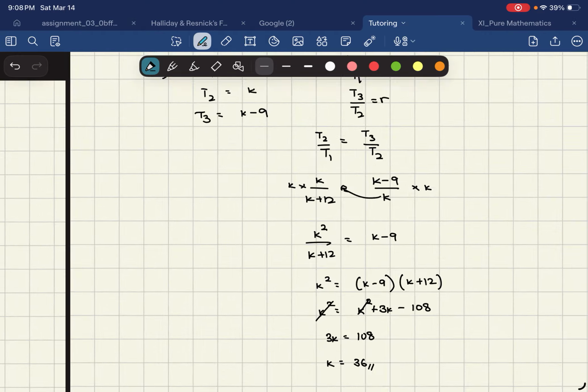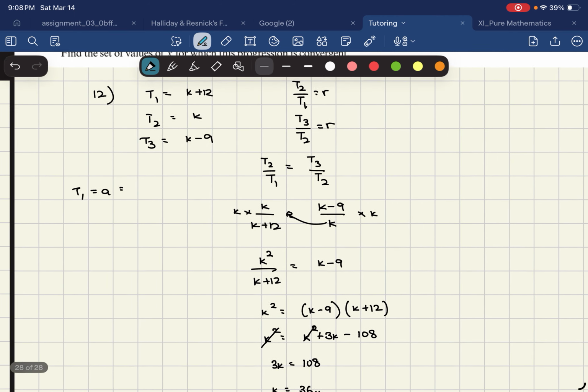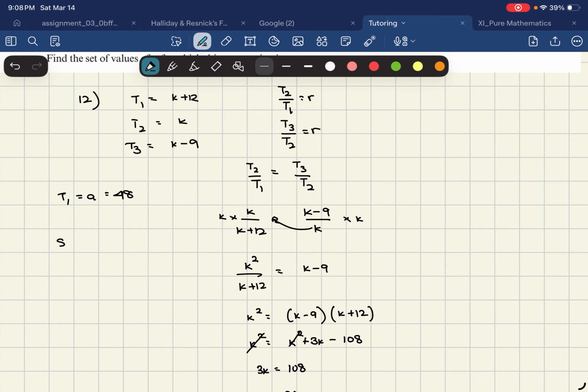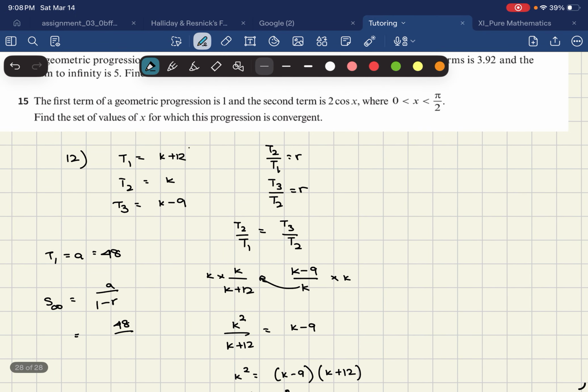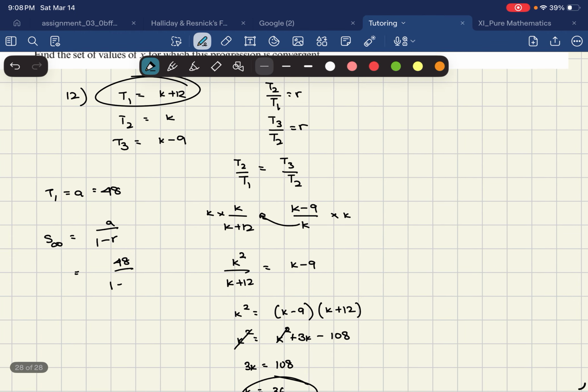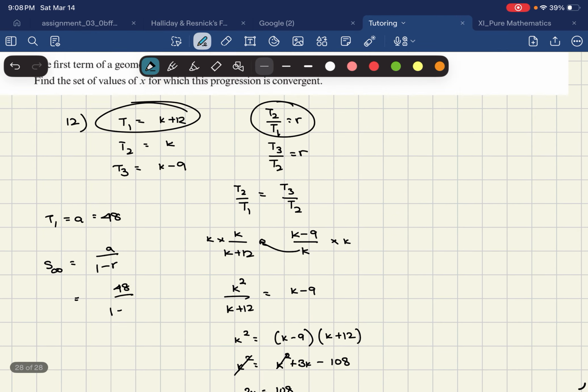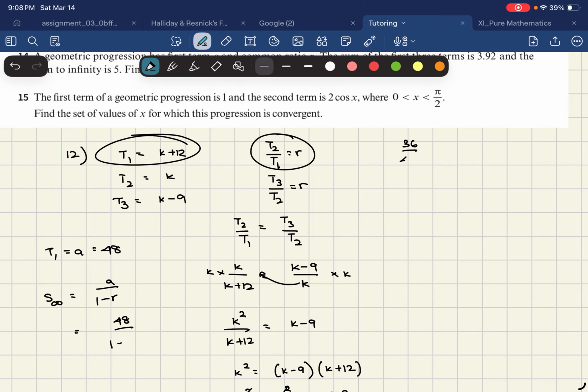And find the sum to infinity. We know T1, we know r, so we just need a, which is T1, which is k plus 12. 36 plus 12 is 48. The sum to infinity is going to be a divided by 1 minus r. So that is 48 divided by 1 minus, what is the common ratio? Well, the common ratio is T2, which is k, which is 36, divided by 48, which is T1. So that is 3 over 4, I believe.